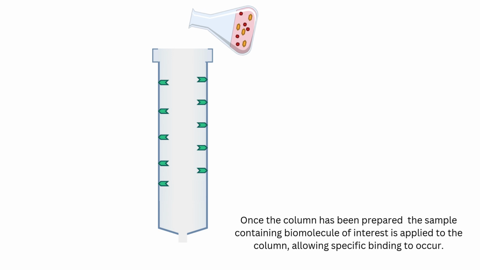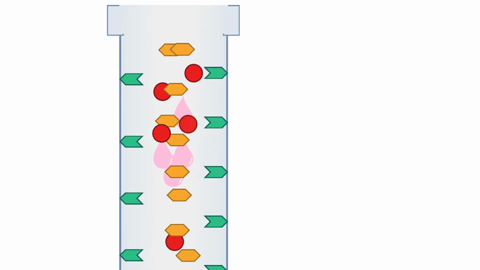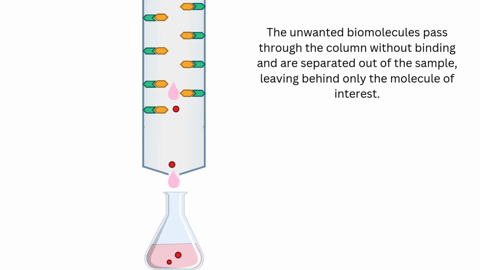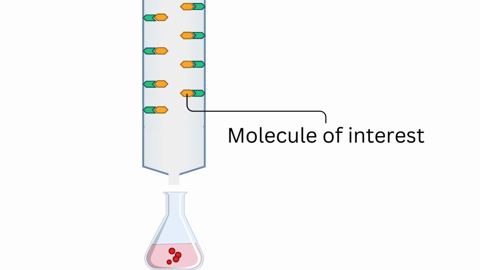Once the column has been prepared, the sample containing the biomolecule of interest is applied to the column, allowing specific binding to occur. This is called the loading of the sample. The unwanted biomolecules pass through the column without binding and are separated out of the sample, leaving behind only the molecule of interest. The elution buffer may contain chromatographic agents or affinity ligand.